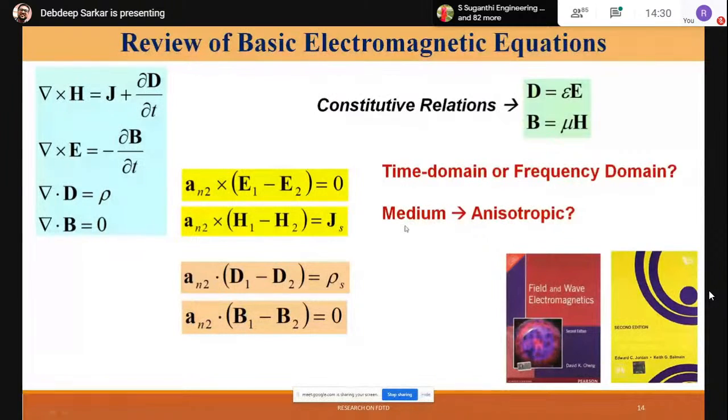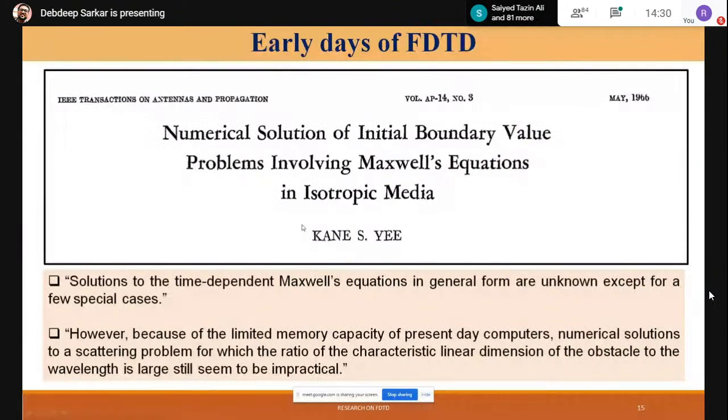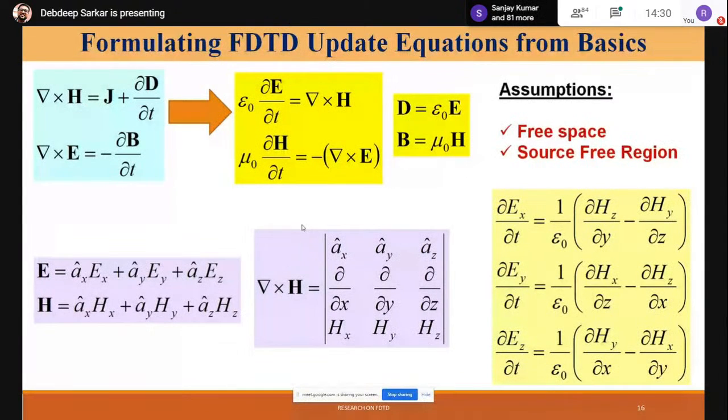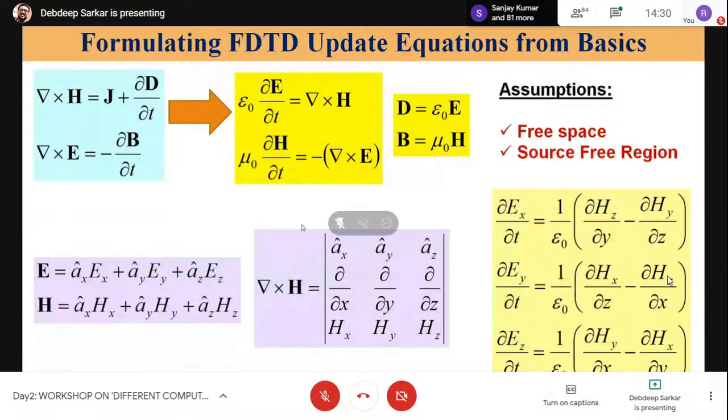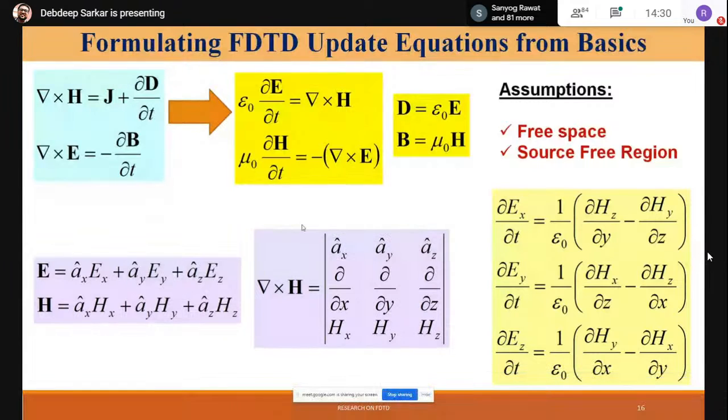So again, I'll go a little bit back and forth. What we are trying to do is take Maxwell's equations and knowledge of the boundary conditions and constitutive relations, and formulate the FDTD update equations. So let us proceed into that. Now, just to make things simpler, we start with some assumptions. Later on, we can bring in those complexities, plugging them in one by one. But to get the essence of the update equation formulation, it is always important to go for some assumptions. So we assume that we are operating in free space and in a source-free region. And we start with Maxwell's curl equations only.